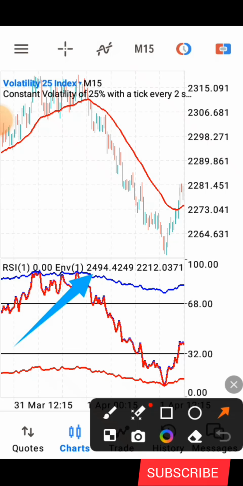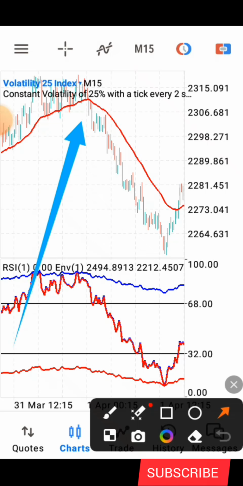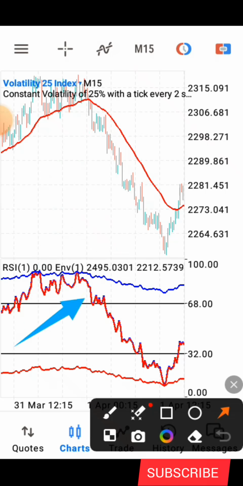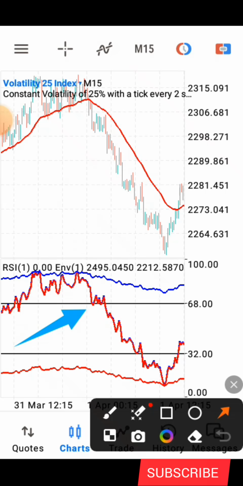Now what you have to wait for is for price to start coming down. When you look on the main chart, you see that price has broken below our 35 moving average here. When you look at the indicator window also, you see that price is crossing below the 68 level. This is a signal for you to go in for a sell. You can see both the main chart and the indicator window are in agreement. So now you wait. Whenever you see that the red line here on the indicator window is crossing below the 68 line, that is an automatic sell signal.